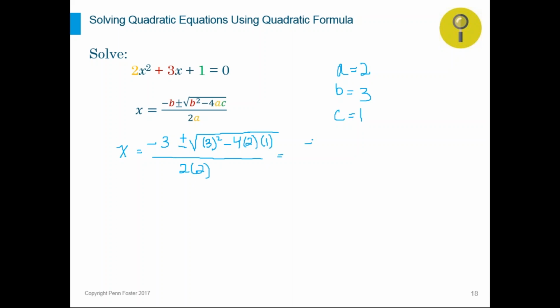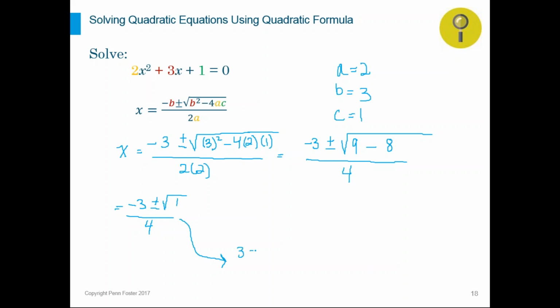Simplify. I have negative 3 plus or minus the expression under the square root sign. It is going to be 9 because 3 squared is not 6, it's 9, 3 times 3, minus 4 times 2 is 8, and then times 1 is still 8. So 9 minus 8, over 2 times 2 is 4. Simplify further. Equals negative 3 plus or minus the square root of 1 because 9 minus 8 is 1, and then over 4. At this point, I'm going to consider two options.